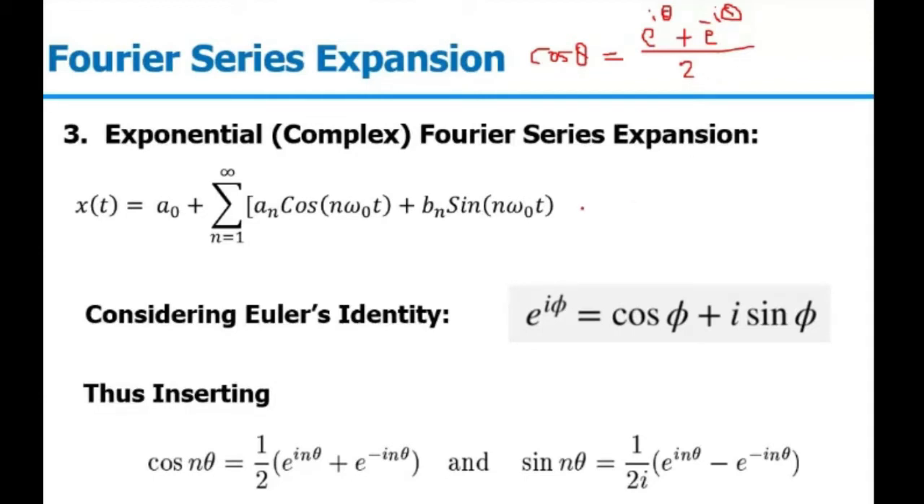So again we will start from the trigonometrical Fourier series only, and we will replace this cos n omega naught t. So here theta is n omega naught t. We will replace this term by e power iota n omega naught t plus e power minus iota n omega naught t, divided by 2. Similarly, we will replace this sin n omega naught t by its corresponding exponential function.